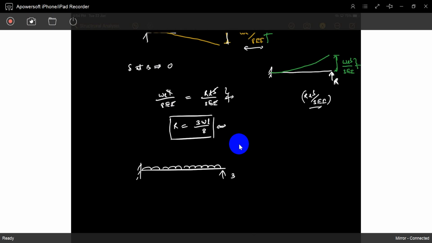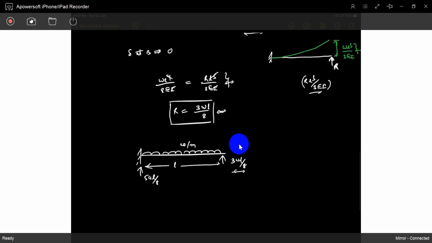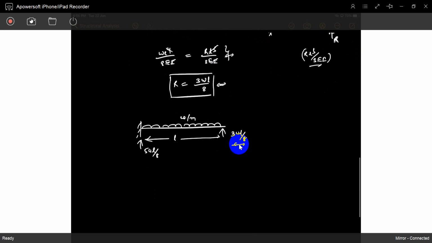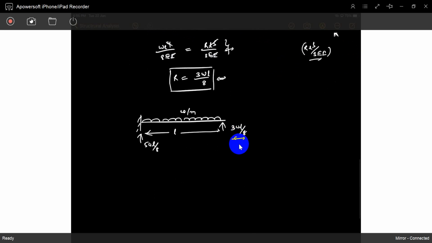So this has 3WL by 8. So remaining it will be easy. You can easily find out. If it is 3 by 8, what is this? Total is W per meter. Total length is L. So total load is WL. So it is 3W by 8. It will go by 5WL by 8. So that's it. Draw a shear force diagram.